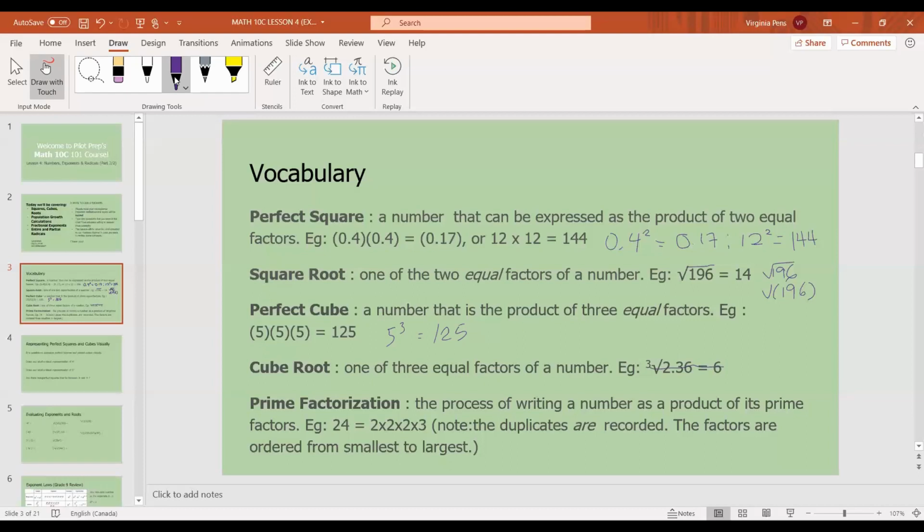Let's just build off the one from the top. If we have 125 and we want to get back 5 from it, we just put it under the cube root, equal to 5.